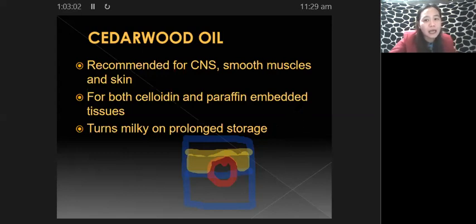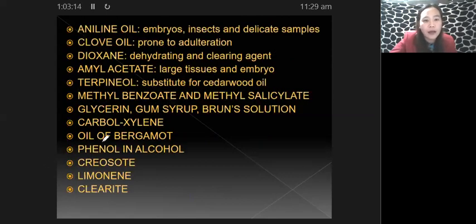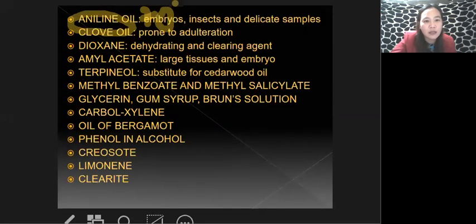All right, yes. Okay, so in addition to these different clearing agents, there are also other clearing agents that we use in the laboratory. Okay, so we have aniline oil. This is utilized for embryos, insects, and delicate specimens. Okay, and apart from that, your aniline oil is capable of clearing 70% alcohol.